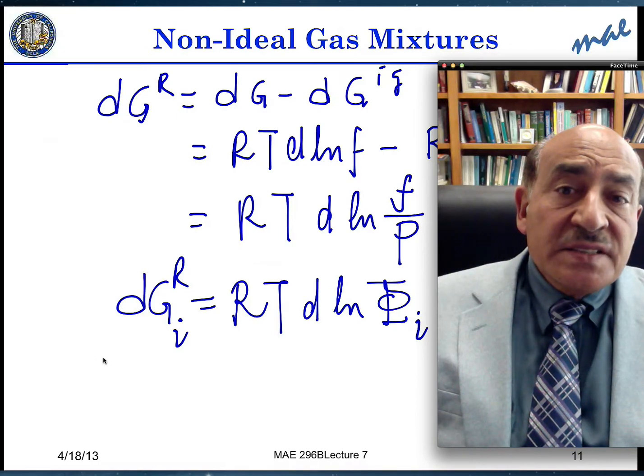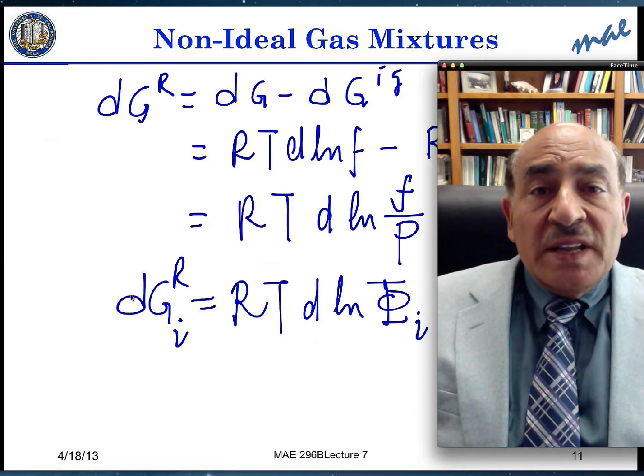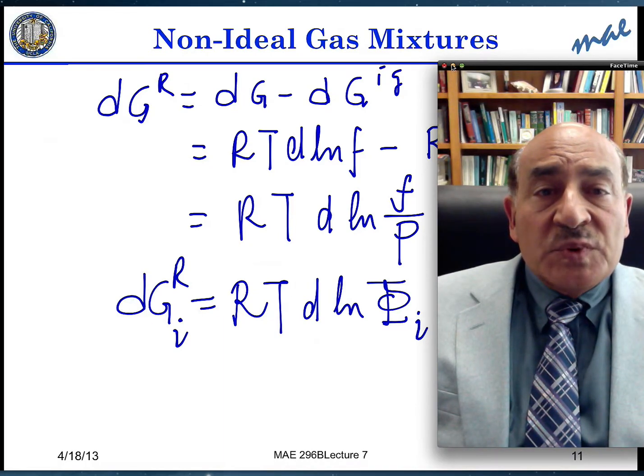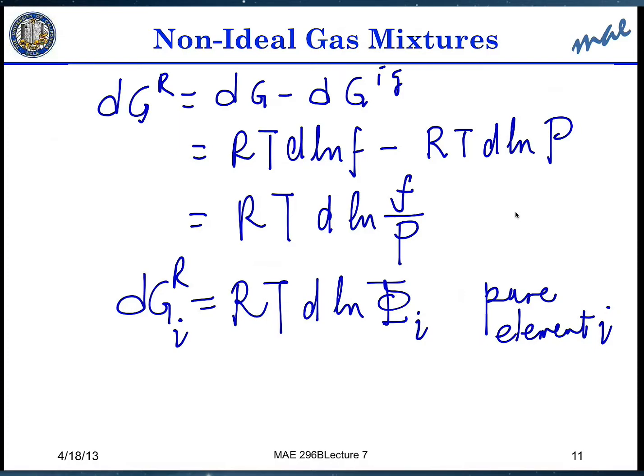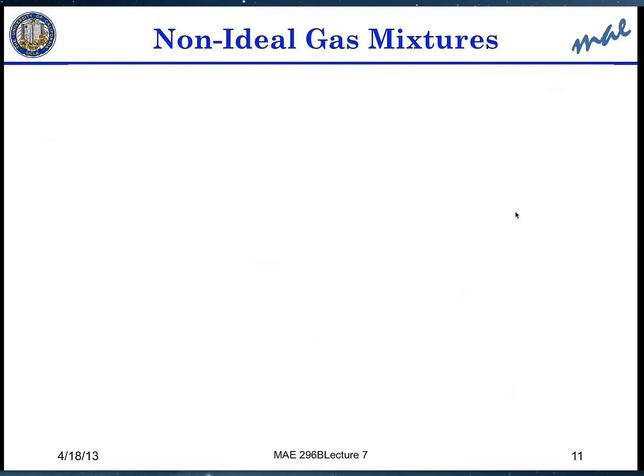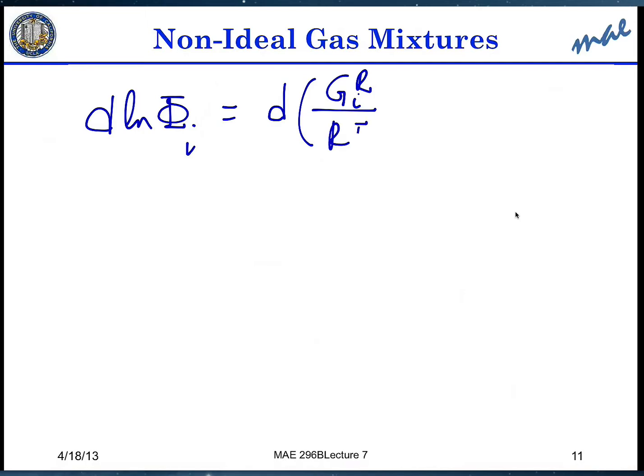So I want to compute this, and I know this because I know the difference. So let's try to do this step right together here. So in this case, now the difference is going to give me this step, d ln of phi. So d ln of phi I is equal to d of g residual of I over RT.